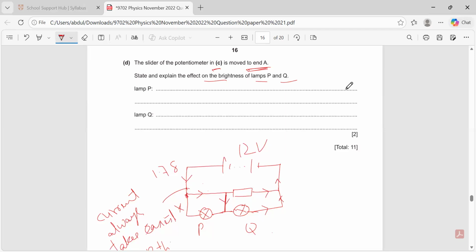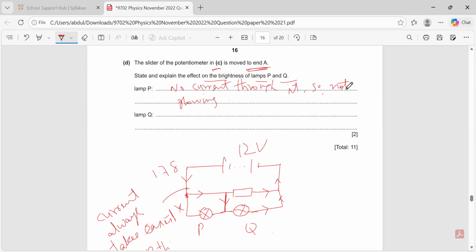Lamp P, my dear friends, is not glowing because no current through it, so not glowing. So no brightness. But what will happen now?